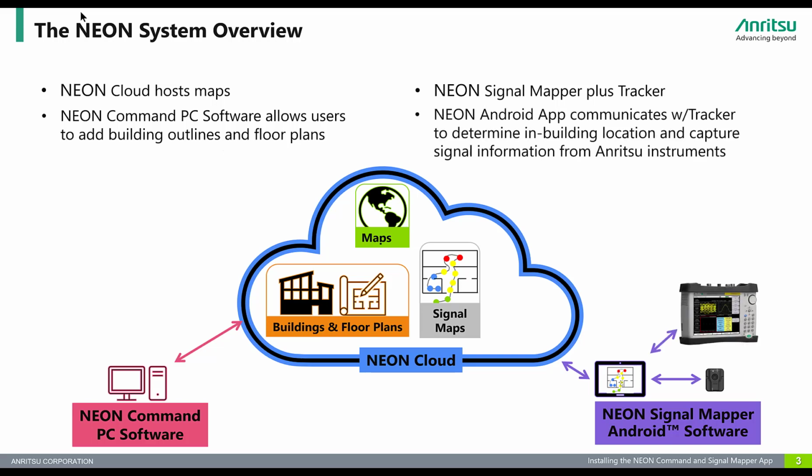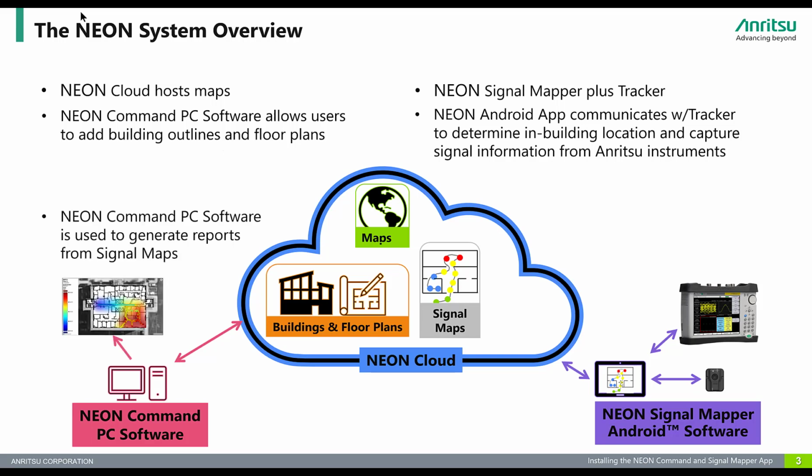It should be noted that the building maps are not necessarily required. For example, mapping a simple building or determining coverage levels outside of a building can be done without a building outline or floor plan. After signal mapping a building, the Command PC software is once again used to document signal levels by generating reports or exporting data for use in other applications.